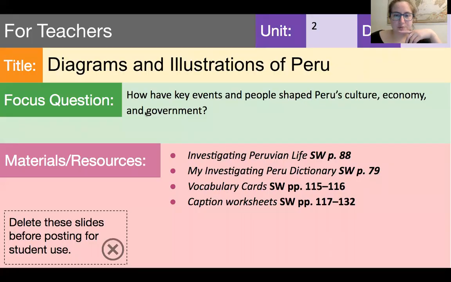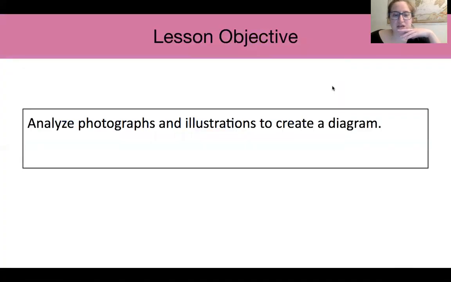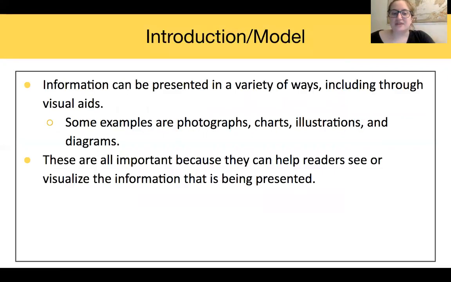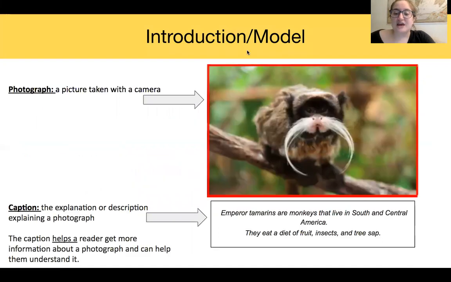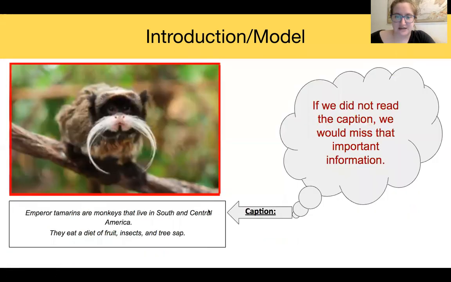Another lesson that incorporates captioning is this lesson on diagrams and illustrations of Peru. So this is in the case study of Peru. The objective here is for students to analyze photographs and illustrations to then create a diagram. So they start by thinking about the ways that information can be presented, and then they take a look carefully at the parts of a photograph. So they see what's in the photograph, and then they look at the caption and think about what the purpose of a caption is: to help a reader get more information about a photograph and help them understand it.